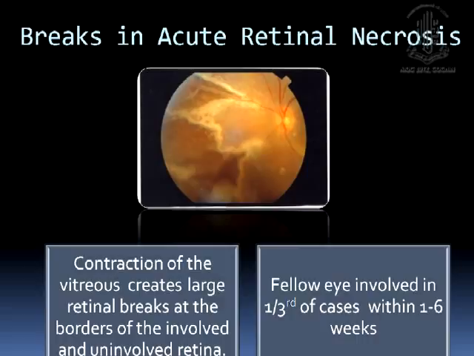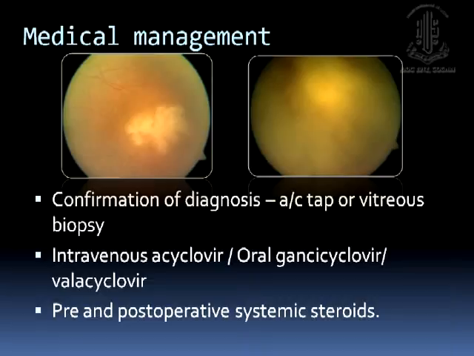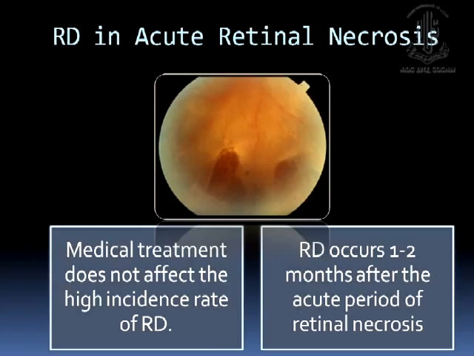In ARN, the contraction of the diseased vitreous creates large retinal breaks at the border of the involved and the uninvolved retina, and this subsequently leads on to retinal detachment. Medical therapy should be aggressive. This is required to limit the progression of disease as well as involvement of the other eye, but unfortunately it may not reduce the high incidence of retinal detachment seen in these cases. RD occurs most commonly 1 to 2 months after the acute period of retinal necrosis.